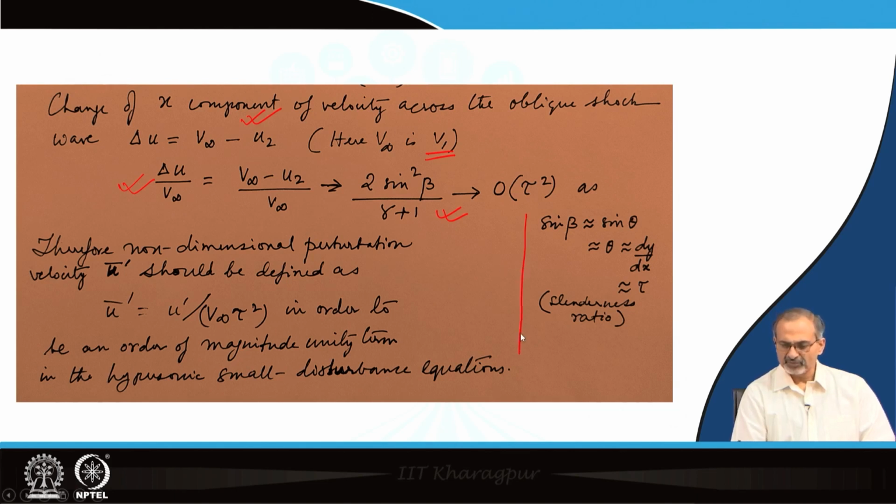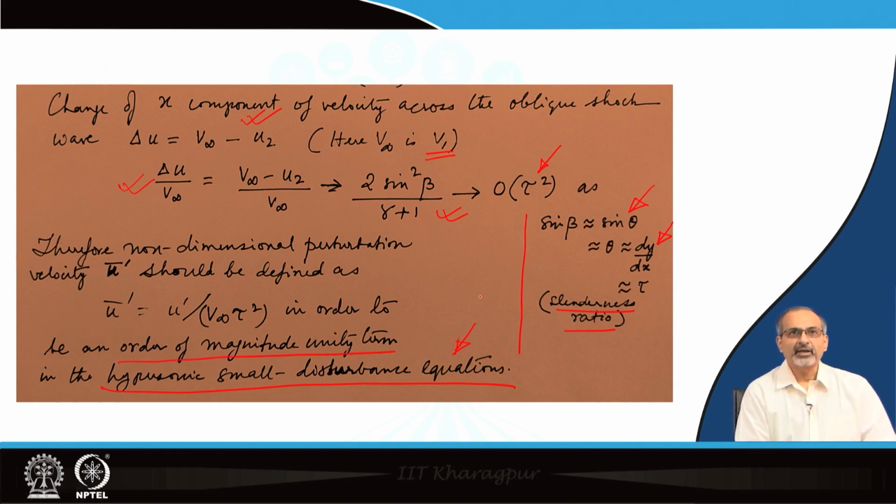And if you recall, when we were discussing the hypersonic small disturbance equations, we had discussed this issue that sin beta is of the same order as sin theta, and theta is of the order of dy/dx, which is the same as the slenderness ratio. So, this term happens to be of the order of tau square, which is a very small term. And if you recall that in the hypersonic small disturbance equations, we had considered or retained only those terms in the equation which were of order of magnitude unity.